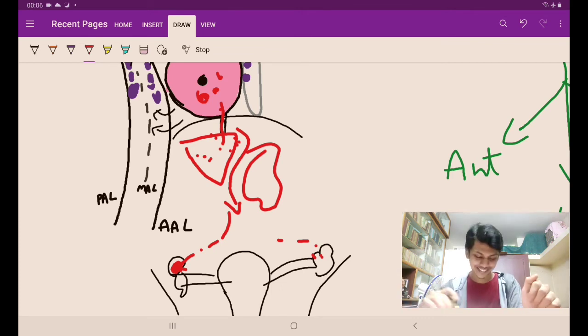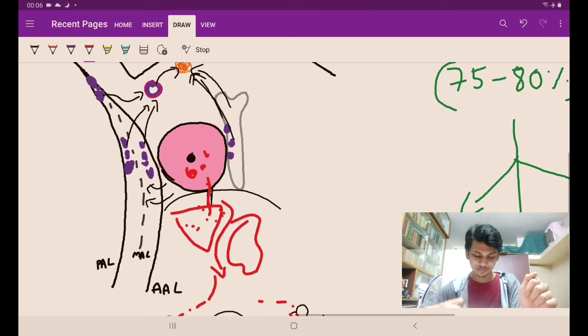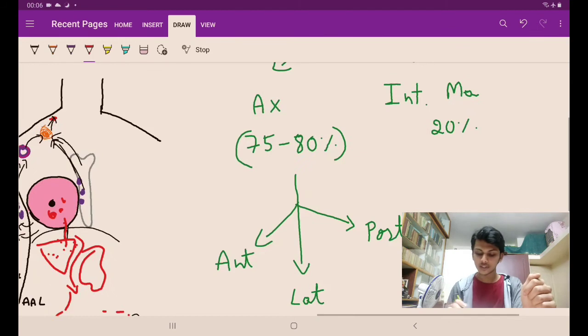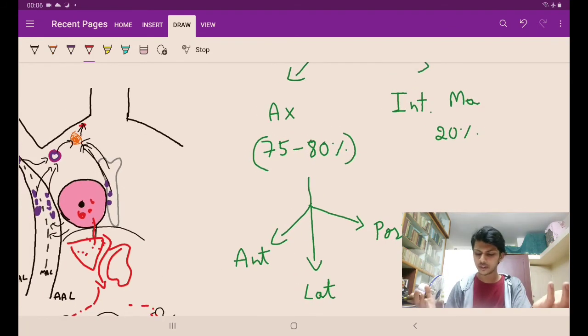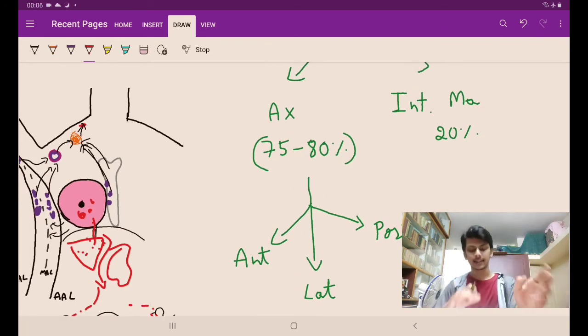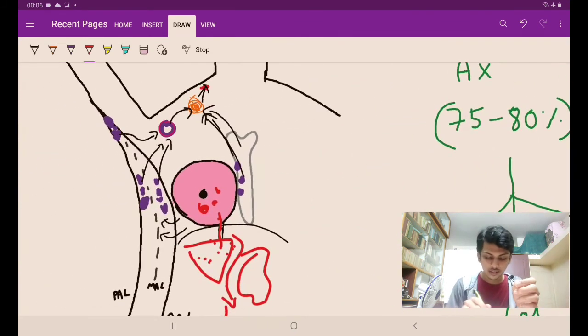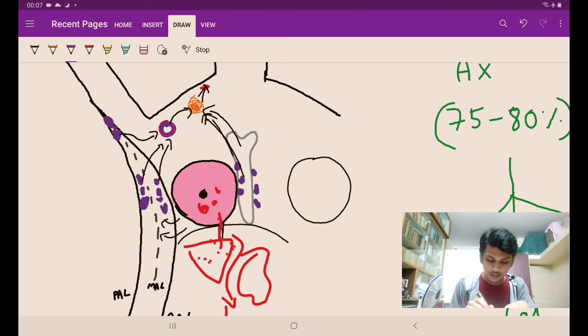Okay, that happens, guys. Now you know this. And see here, 70% to 75% to 80% of drainage happens through the axillary group and 20% through the internal mammary group. Now see, there is one more interesting thing. There is a breast on the other side, right? The internal mammary lymph node lymphatics even drain the opposite breast.